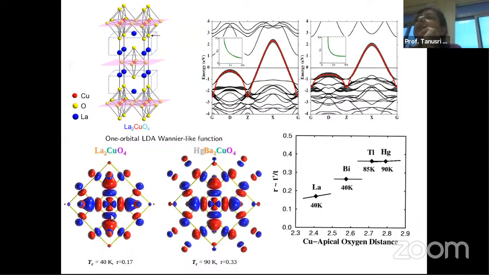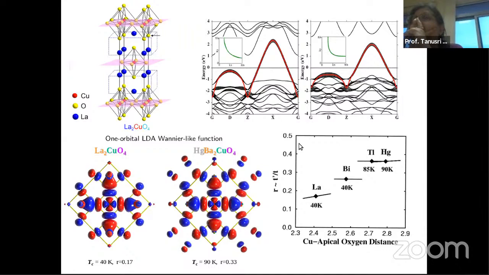Even more evident is the wave function that describes this red band. Just compare the lanthanum compound with the mercury compound. The mercury compound is far more delocalized, while the lanthanum compound is much more localized in plane. So from here, what you can define is a range parameter of this wave function. And just from this picture, you can imagine that the range parameters for the lanthanum compound and the mercury compound are quite different, the range parameter of the mercury compound being much larger than that of the lanthanum compound.